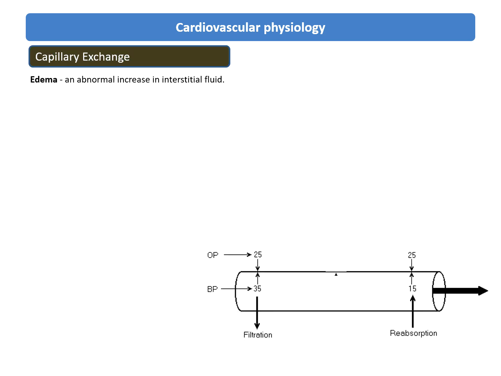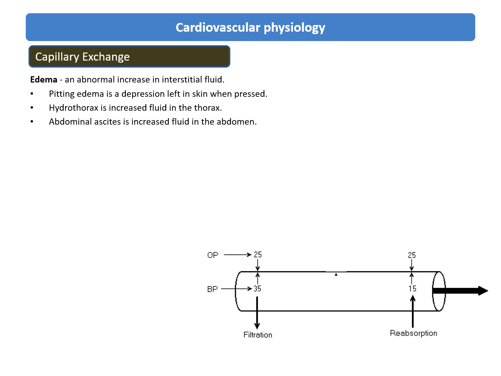Edema is an abnormal increase in interstitial fluid. Pitting edema is a depression left in the skin when pressed. Hydrothorax is an increase in fluid in the thorax. Abdominal ascites is increased fluid in the abdomen.